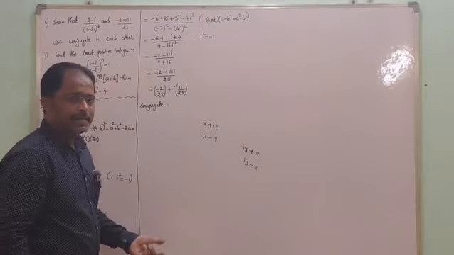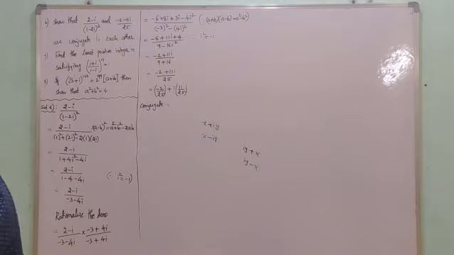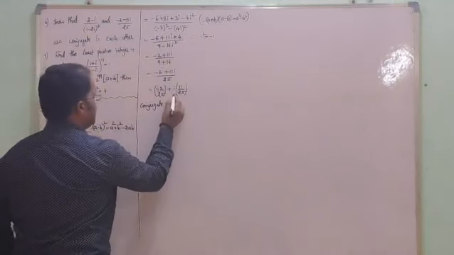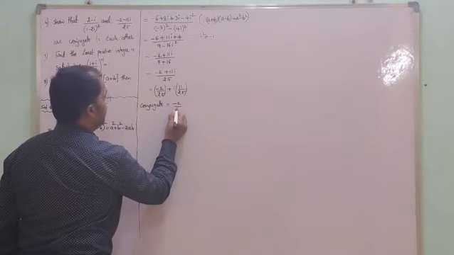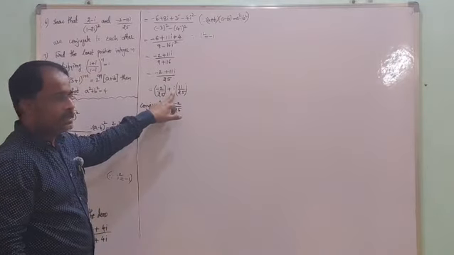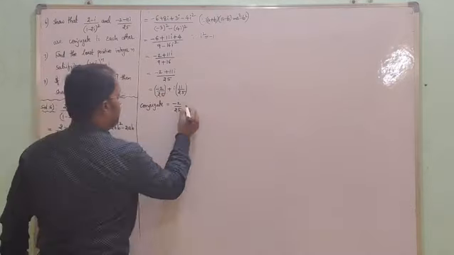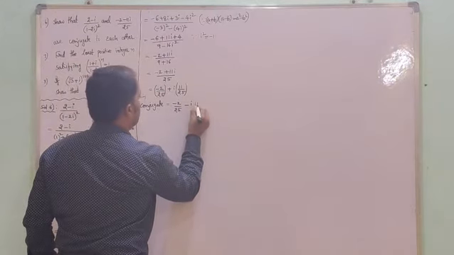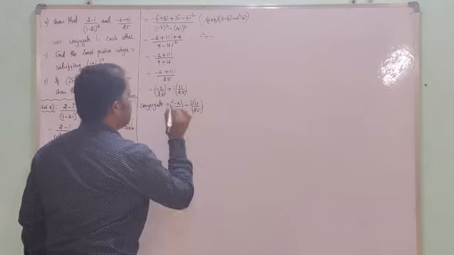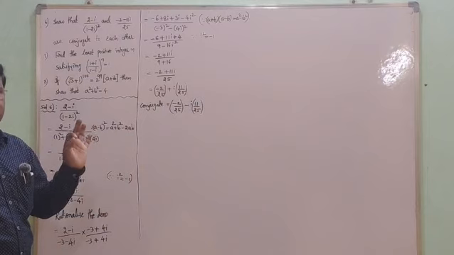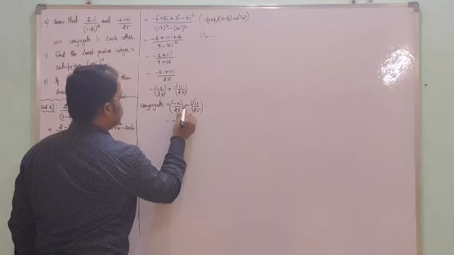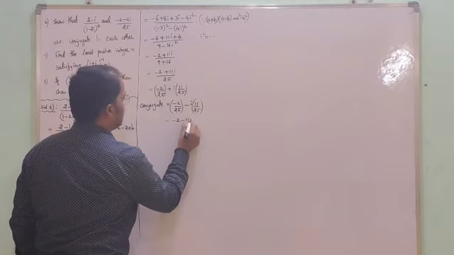Change the sign of the imaginary part. So the real part stays the same, minus 2 by 25. The imaginary part is this one, whose sign is plus, so it becomes minus i into 11 by 25. Conjugate means change the sign of the imaginary part. Remember this. So minus 2 minus 11i.